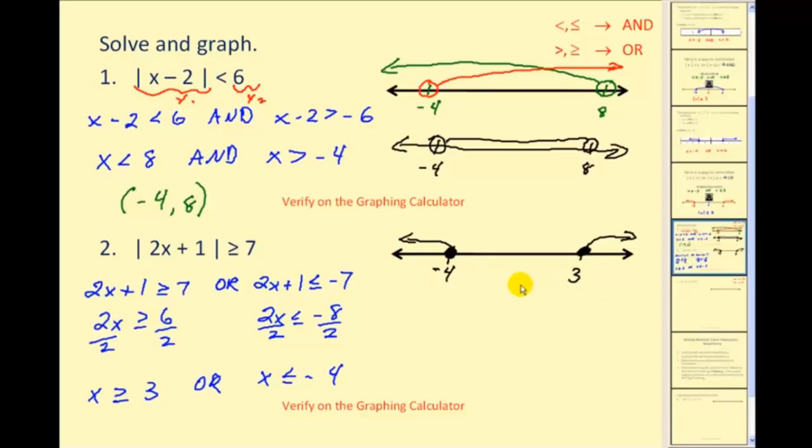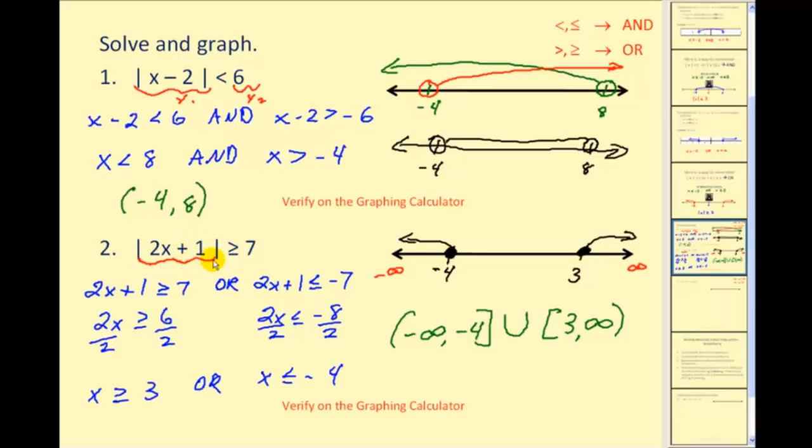Because we're looking for the union, this is the graph of our solution, but if we want to write this using interval notation, we would have two different intervals. The first one from negative infinity to negative 4, it includes negative 4. The second interval includes 3 and approaches positive infinity, and it's the union of these two sets. Let's take a look at this one graphically as well.